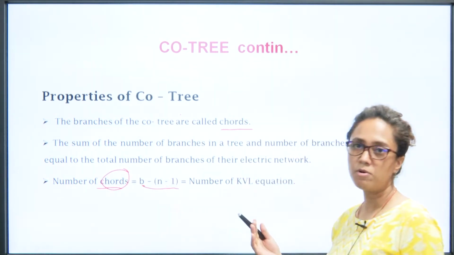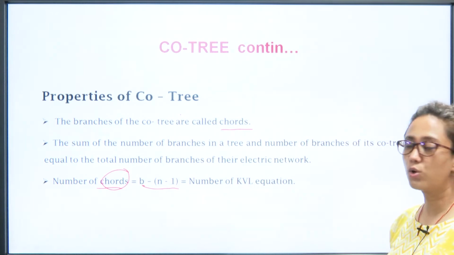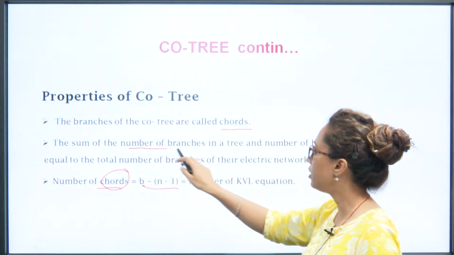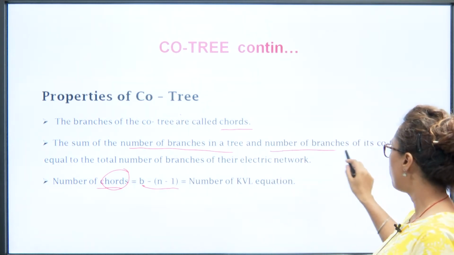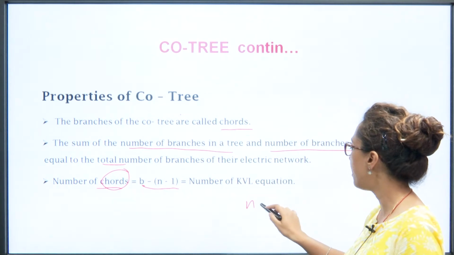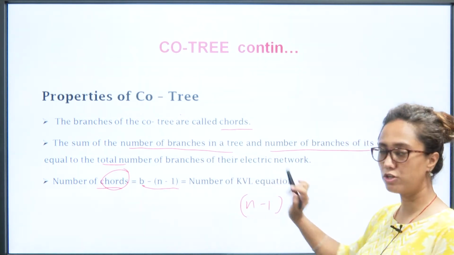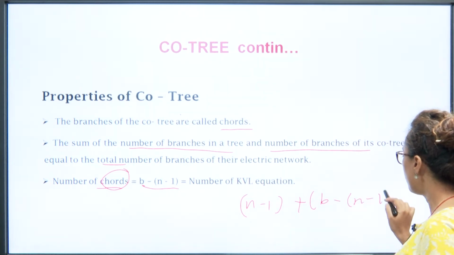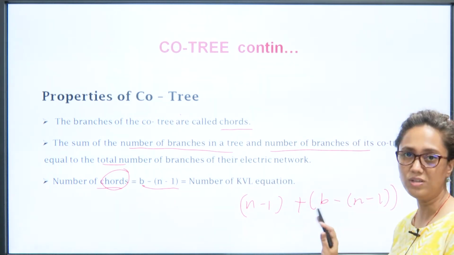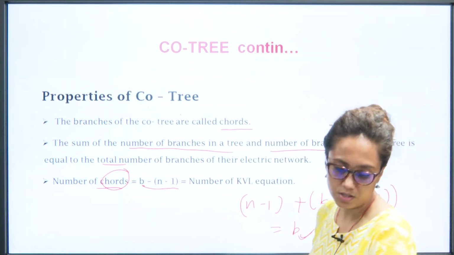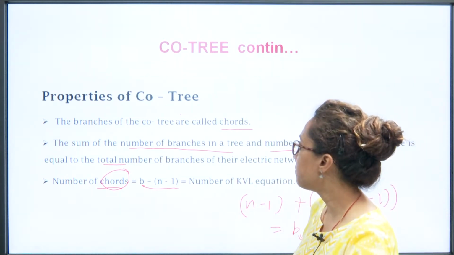And since the sum of the number of branches in the tree and the co-tree is the total number of branches, here it is written the sum of the number of branches in the tree and the number of branches in its co-tree is equal to the total number of branches, right. It means that n minus 1, the branches of the tree, plus b minus (n minus 1) is the total number of branches in the whole graph. So, it is always equal to b, right. So, these are the properties of the co-tree.